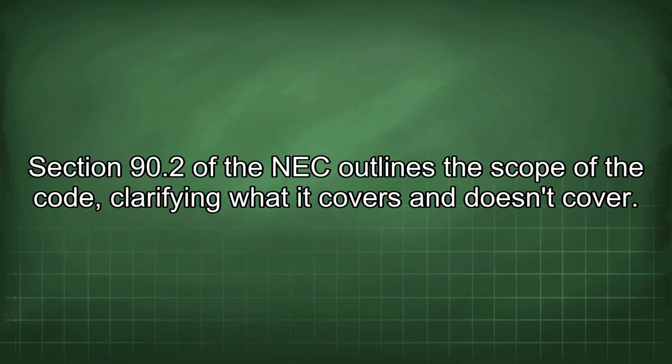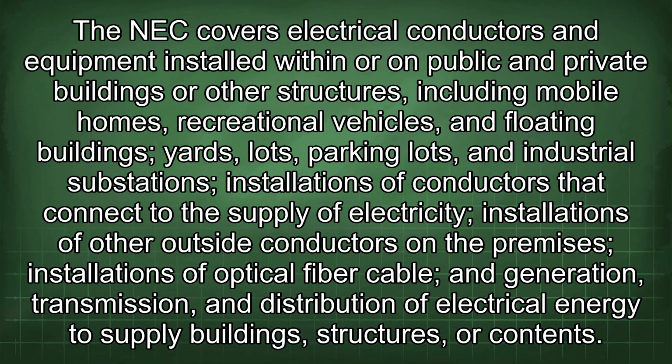Section 90.2 of the NEC outlines the scope of the code, clarifying what it covers and doesn't cover. The NEC covers electrical conductors and equipment installed within or on public and private buildings or other structures, including mobile homes, recreational vehicles, and floating buildings, yards, lots, parking lots, and industrial substations, installations of conductors that connect to the supply of electricity, installations of other outside conductors on the premises, installations of optical fiber cable, and generation, transmission, and distribution of electrical energy to supply buildings, structures, or contents.